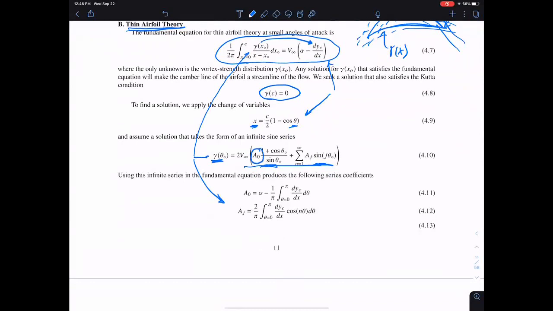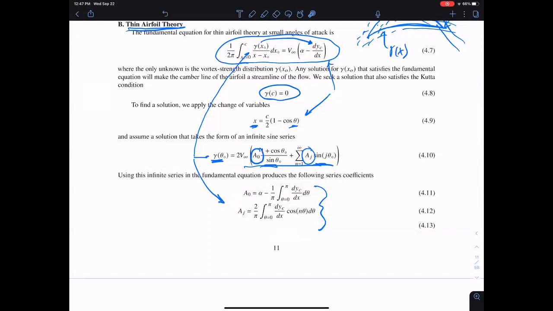these coefficients. We have this A0 and then AJ terms in here. So if this is true, then gamma will satisfy this fundamental equation up here that we have at the top, okay? It will satisfy this equation here. So what we need to do is we just need to compute these A values, and if A naught is computed, related to the slope of the camber line this way, then I can plug this into here, and that now becomes a solution to this equation up here.